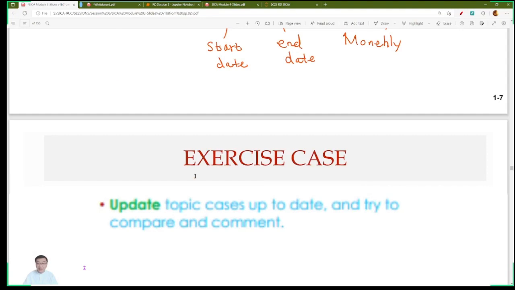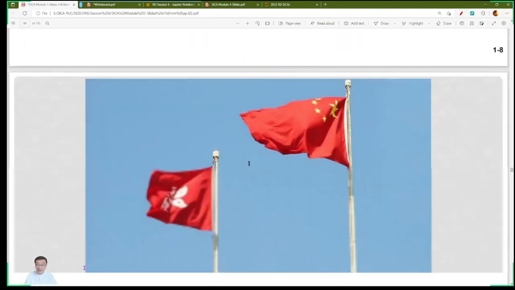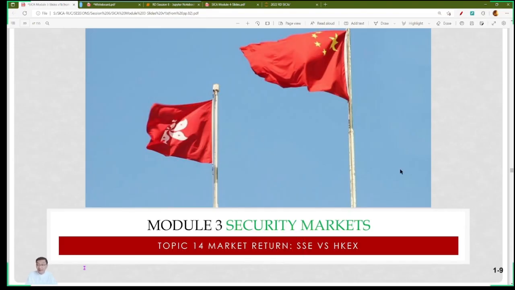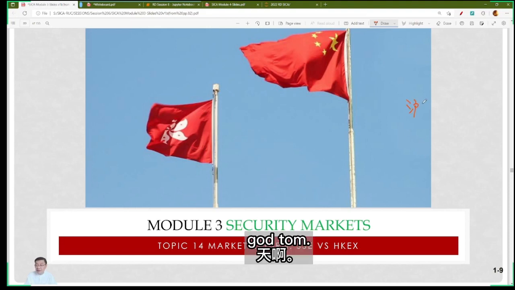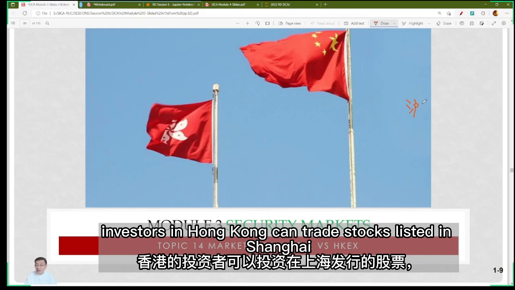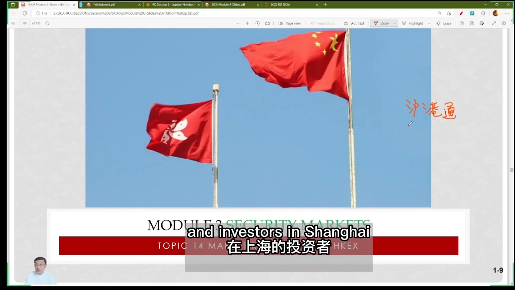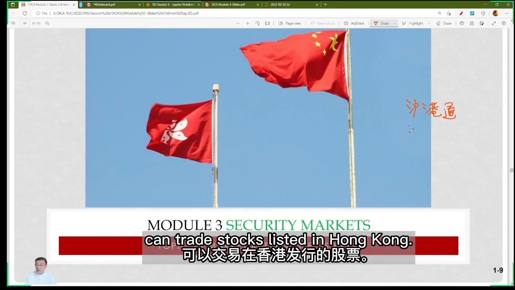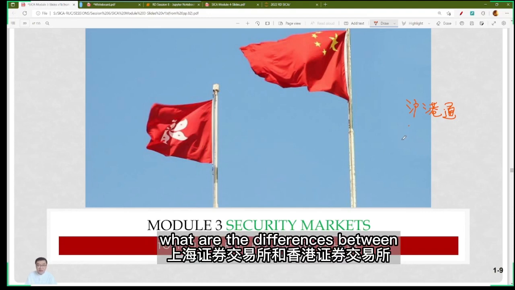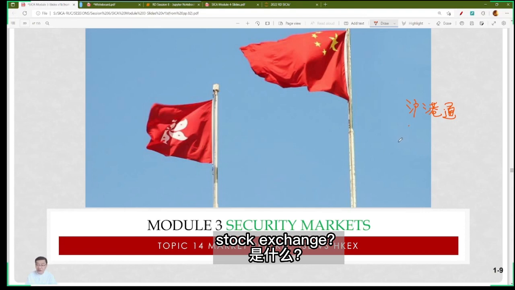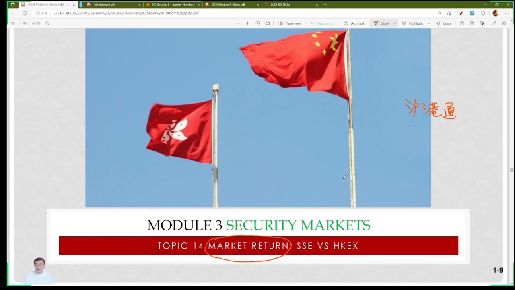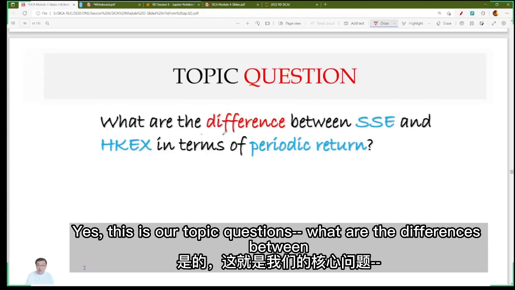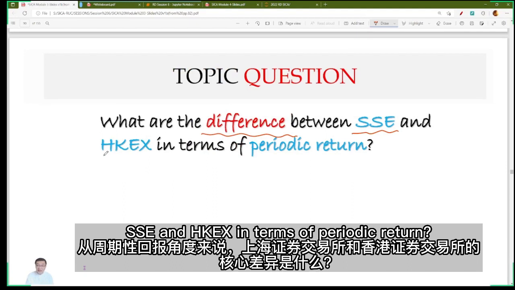Let's get back to the slides. This is the exercise we have done together. We have another interesting question. Now, we have Hu Gang Tong. That means investors in Hong Kong can trade stocks listed in Shanghai, and investors in Shanghai can trade stocks listed in Hong Kong. And the question is, what are the differences between the Shanghai Stock Exchange and the Hong Kong Stock Exchange in terms of periodic returns? This also answers the question, why do investors in different places trade stocks in another place? Yes, this is our topic question. What are the differences between SSE and Hong Kong EX in terms of periodic return?